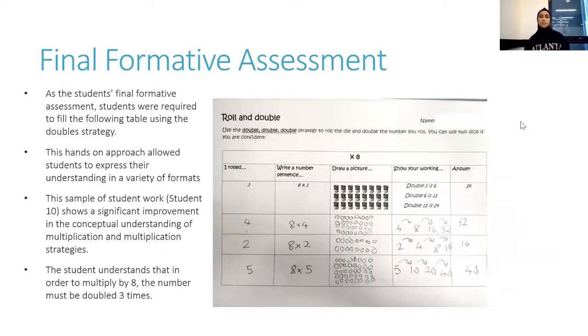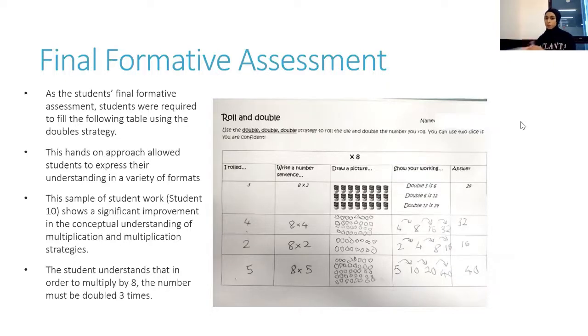So the final formative assessment was actually assessment through learning. So I had students fill out this table with an interactive activity where they had to roll the dice and write a number sentence to multiply by 8. So this hands-on approach allowed students to express their understanding in a variety of ways.